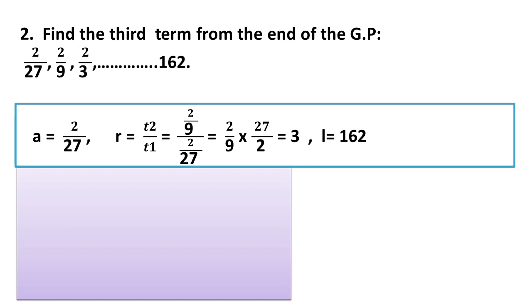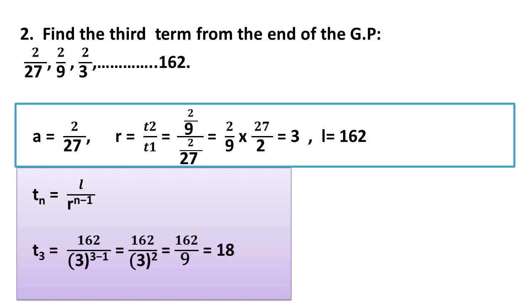Use the formula, that is Tn is equal to L by r to the power n minus 1. Here Tn denotes the term from the end. So what we need to calculate is the third term. So T3 is equal to 162 by 3 to the power of 3 minus 1. It results as 162 by 3 square. So the third term from the end of the given GP is 18.